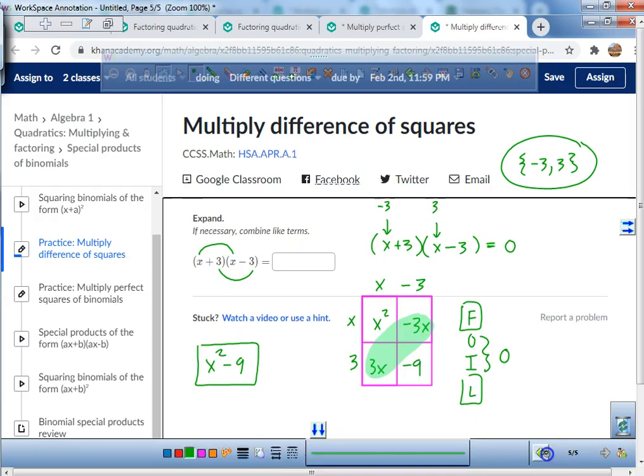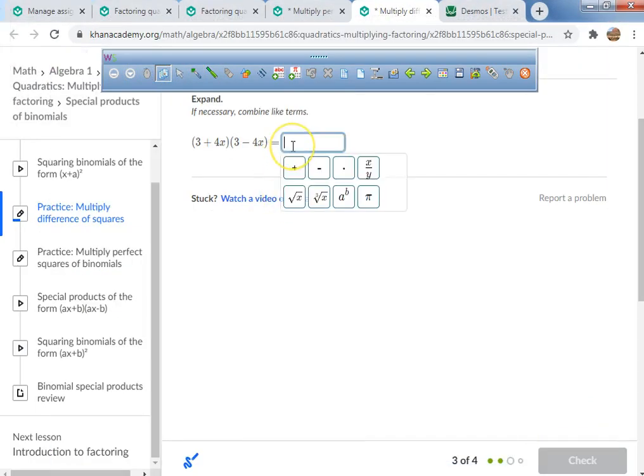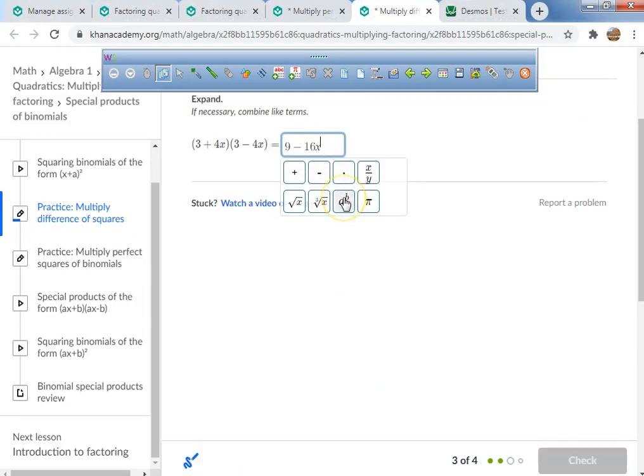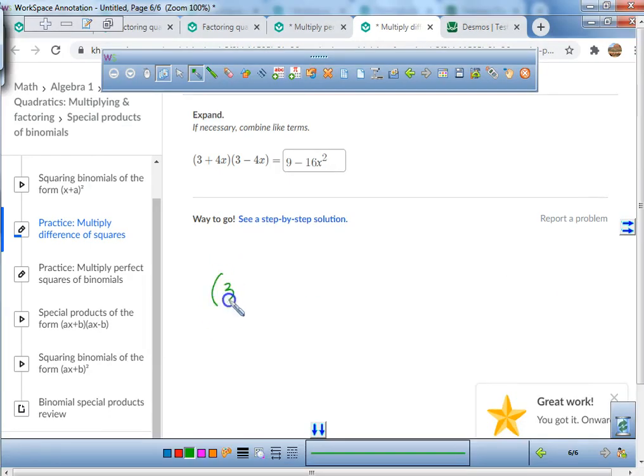So this one, I didn't do the array method because I know these will eventually add to 0, so I'm just doing the shortcut. All right? So 9 minus 16x squared. There we go. Now, if you're wondering, wait a second, how would I find the zeros of this? It's pretty easy. We're not doing it just yet, but we will get to this.